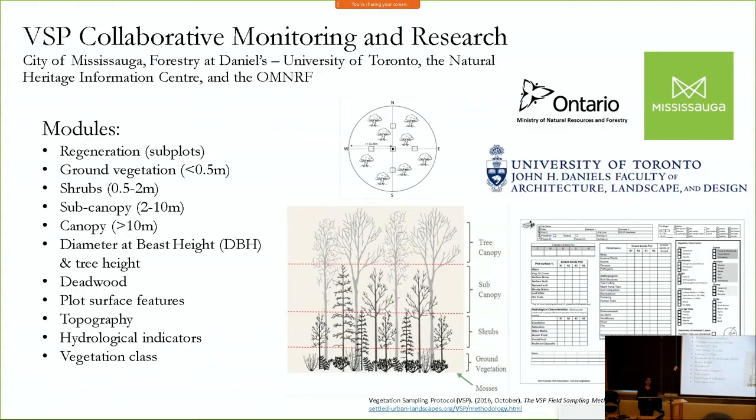These are some of the modules that I had to do for the Mississauga monitoring. Basically, you're looking at every single different vertical strata, and you're doing an inventory of all the biological features as well as abiotic features that are there, except for soil features. So overall, this is what I did over the summer, and that's where the data for my capstone came from.